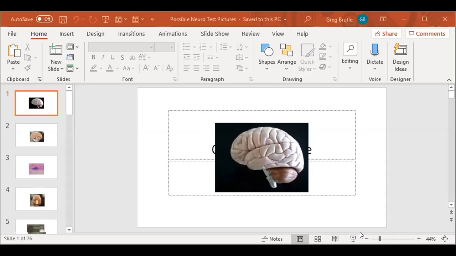Okay, so let's go share screen. Let's get to test pictures. Let's see.